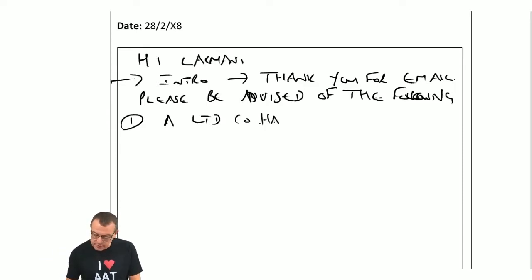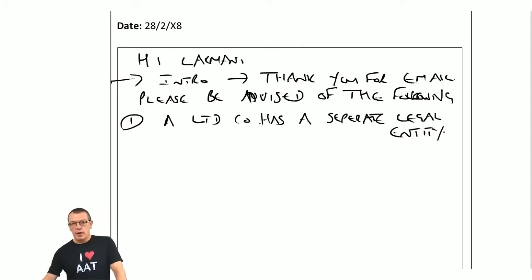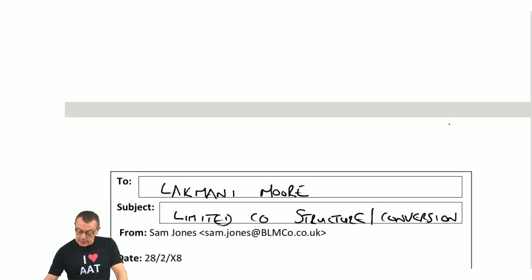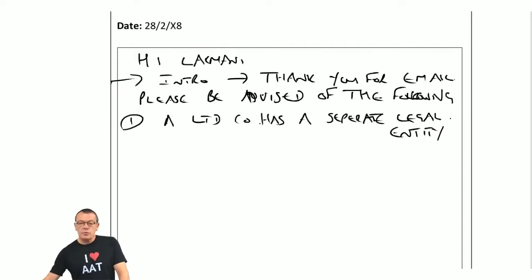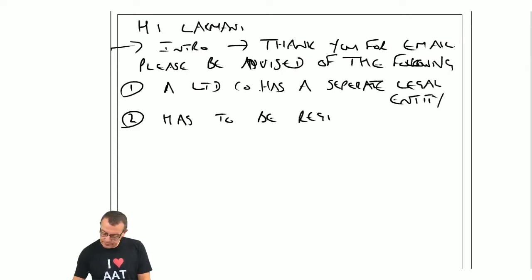So when you're telling someone this, it has a separate legal entity. So that's an important category between a limited company and a partnership. That is a big difference, and that's a brief summary. So we're saying that. What else do we know about limited companies? Well, 2, the company has to be registered at Companies House.